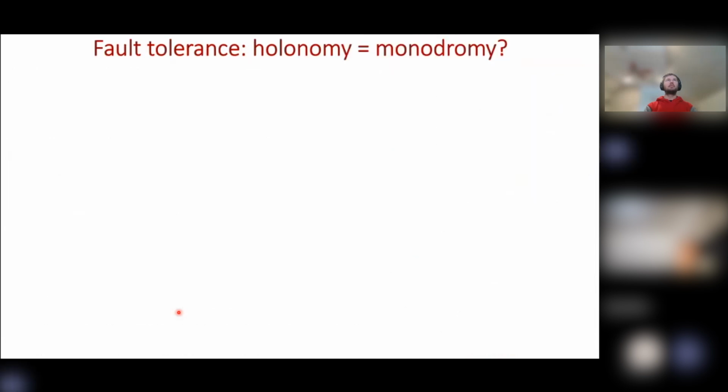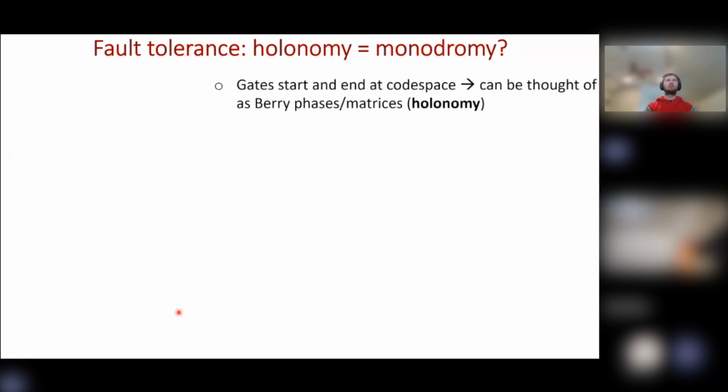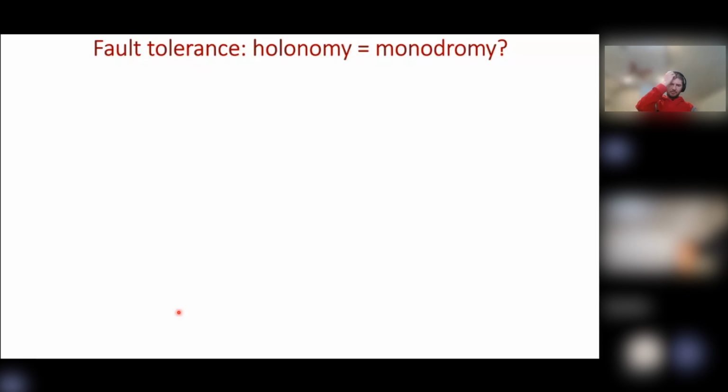All right, I think maybe one more slide. There is a very general paper by, well, a conjecture, a very general conjecture.